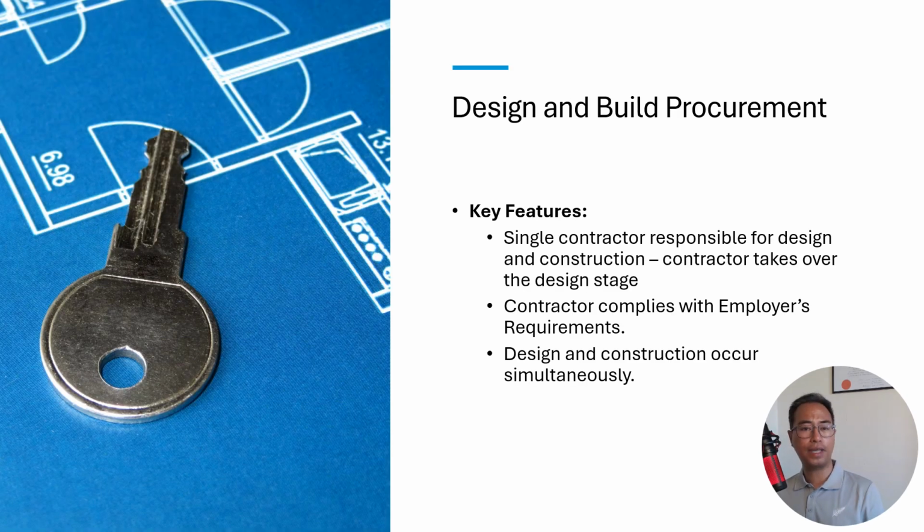Next, we have design and build procurement. In this method, a single contractor is responsible for both design and construction of the project. Here's what you need to know. The contractor takes over the design stage, usually after the client has developed a basic design. The contractor must comply with the client's requirements and submit a contractor's proposal along with the tender price. Design and construction happen simultaneously, which can speed up the project timeline.